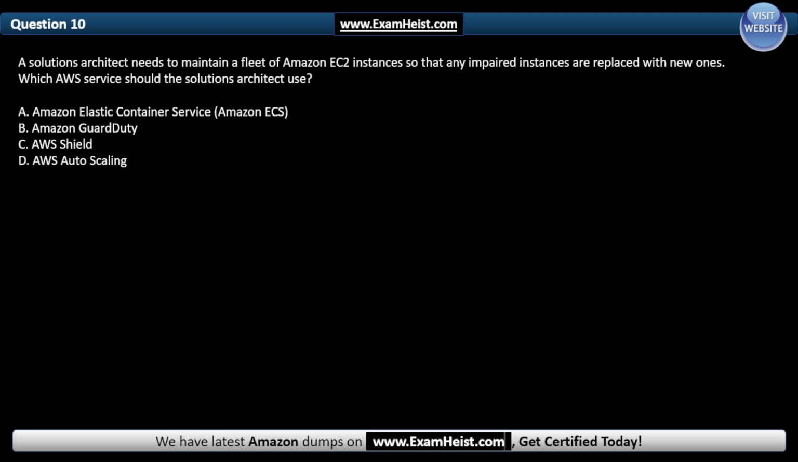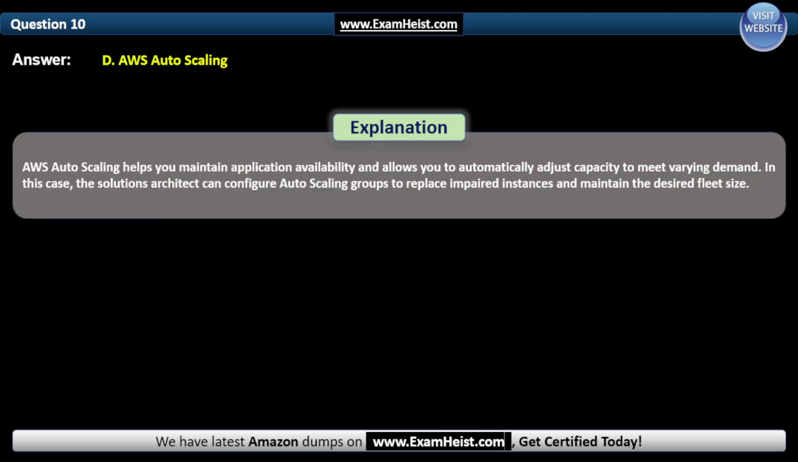Correct answer is D. AWS Auto Scaling. AWS Auto Scaling helps you maintain application availability and allows you to automatically adjust capacity to meet varying demand. In this case, the solutions architect can configure Auto Scaling groups to replace impaired instances and maintain the desired fleet size.